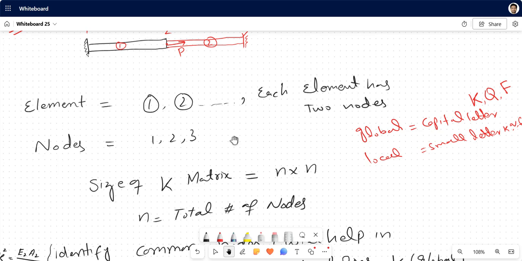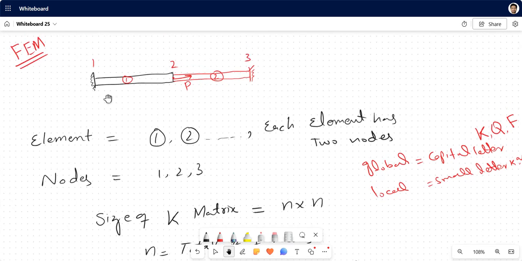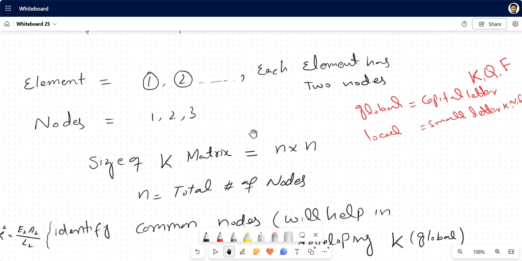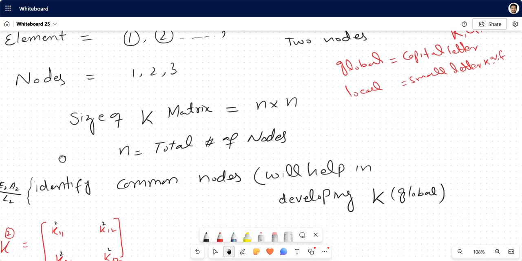The second thing is the overall size of your matrix. The size of a matrix is made up of the number of rows and the number of columns, and those depend on the total number of nodes given in your question. For example, in this example we have three nodes, so the total size of our global stiffness matrix will be 3 by 3. That is another important thing.